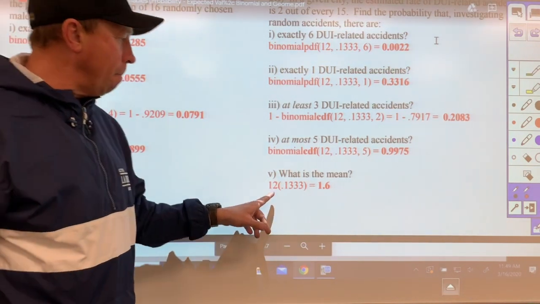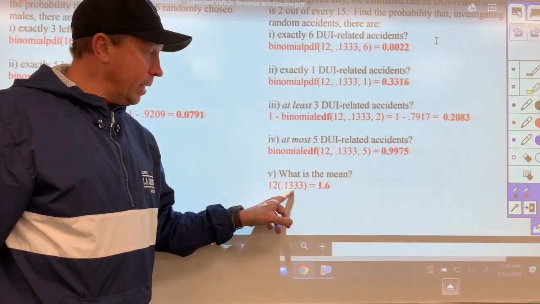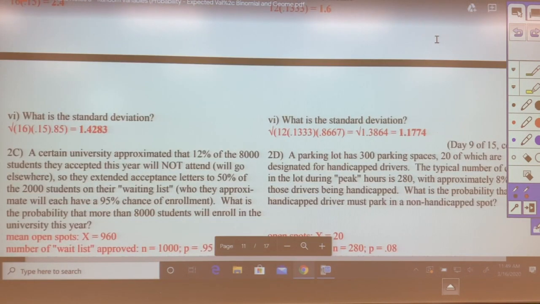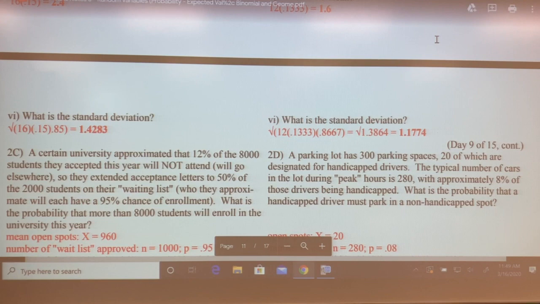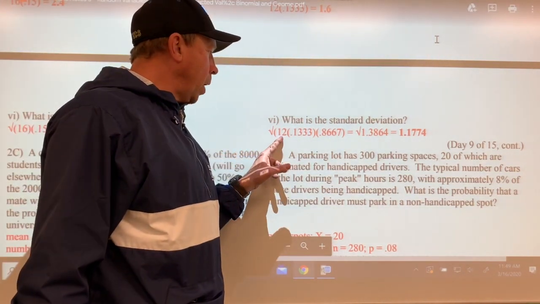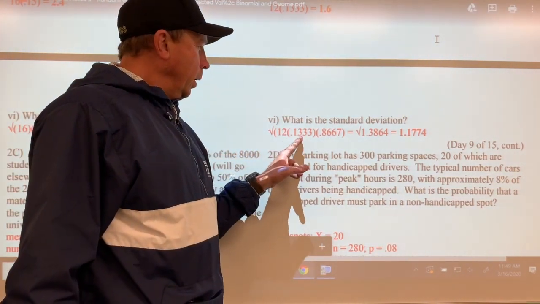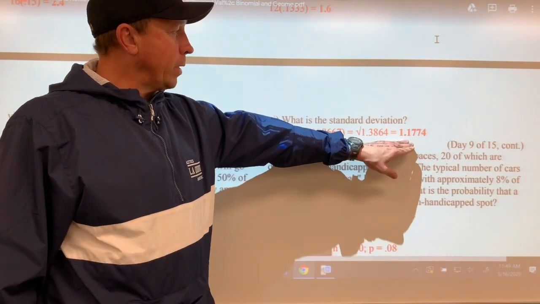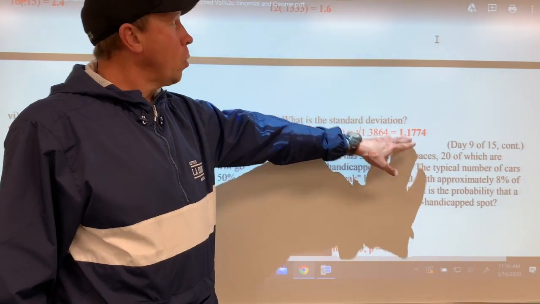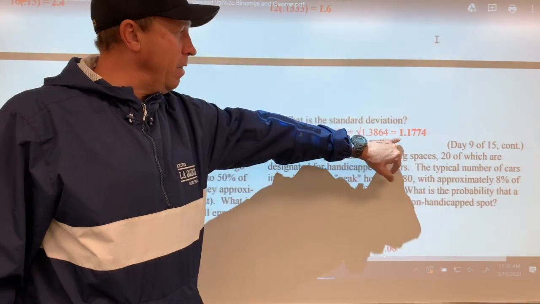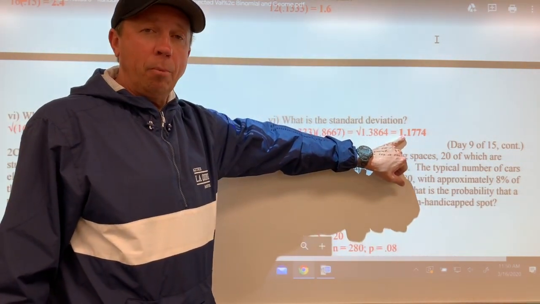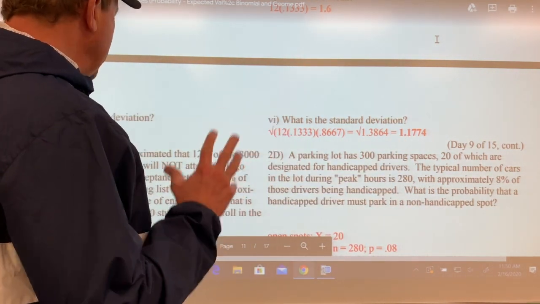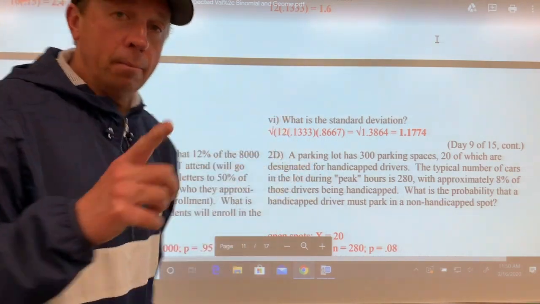What's the mean? No problem. 12 times 2/15 is 1.6. And the standard deviation will be the square root of 12 times 2/15 times 13/15 and that's about 1.2. So although this average is 1.6, it deviates by a pretty big number of 1.2, okay? All right, now we're gonna go ahead and move on to some other problems in this set.